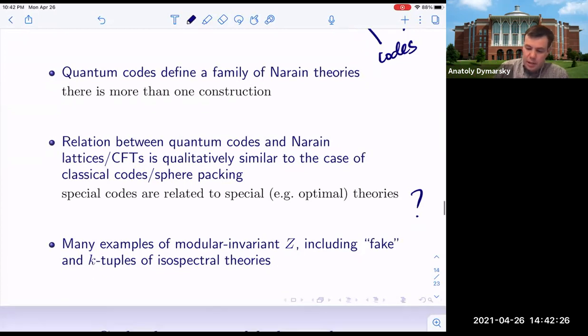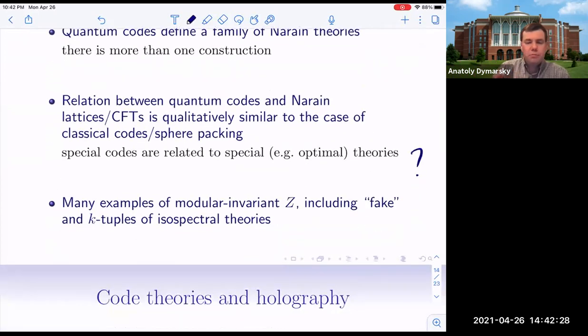And then a more tangible conclusion, a more tangible result, is that we generated a lot of modular invariant fake Z's. Basically, we have found many solutions of the conformal bootstrap equations without knowing what kind of theories they describe.